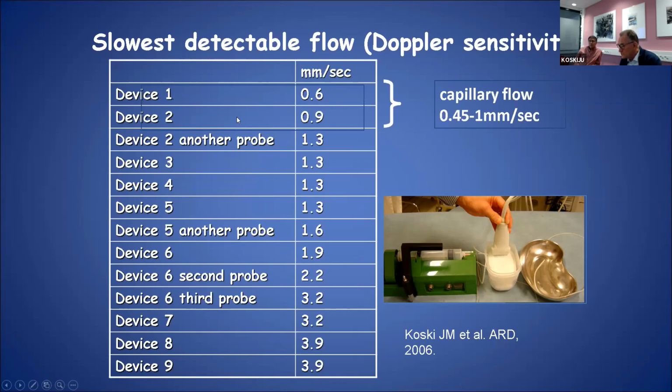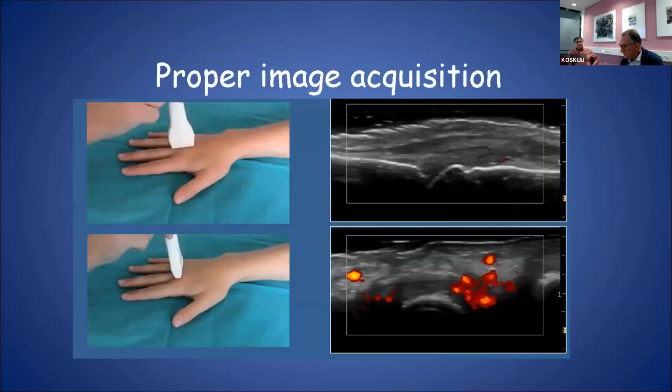They could depict the slowest flow, like normal capillary flow. But as you see, there are many machines that are not so effective. For example, devices 7, 8, and 9 are very bad. They cannot detect slow flow at all. And pay attention that in some machines, for example device 2, probe 1 and another probe produce different sensitivity figures. So the machines differ in showing slow flow.